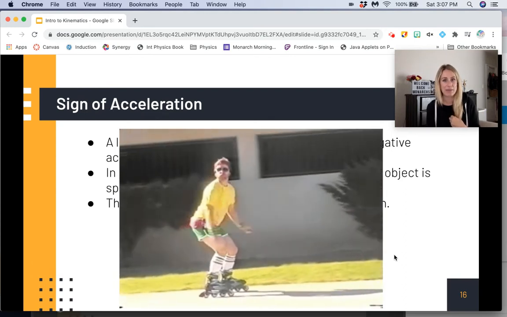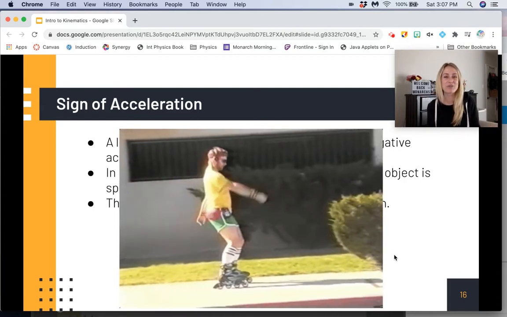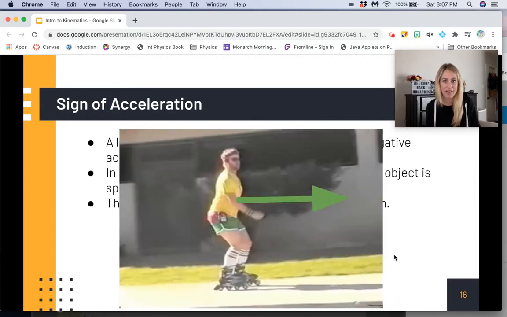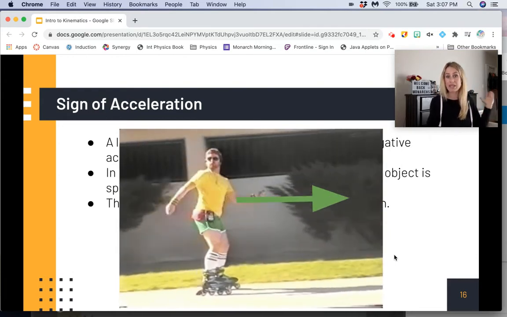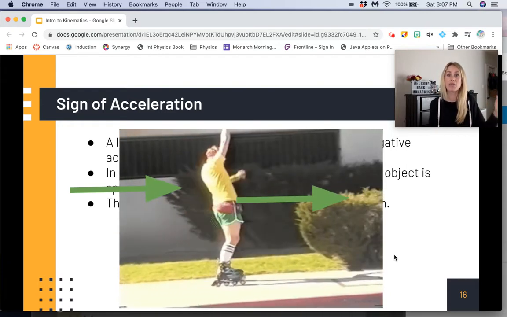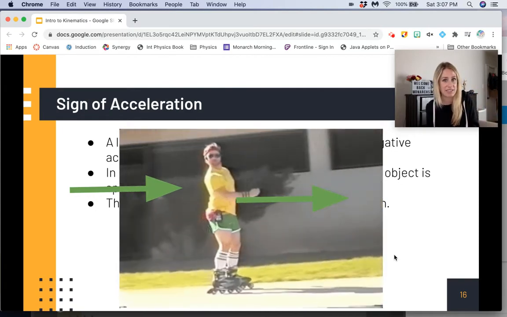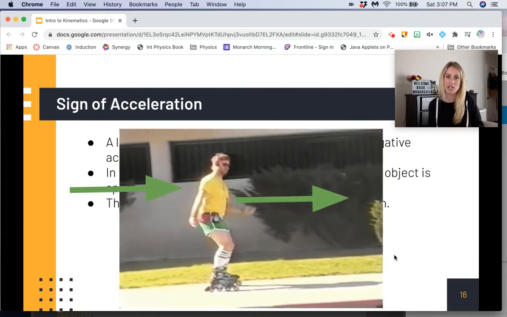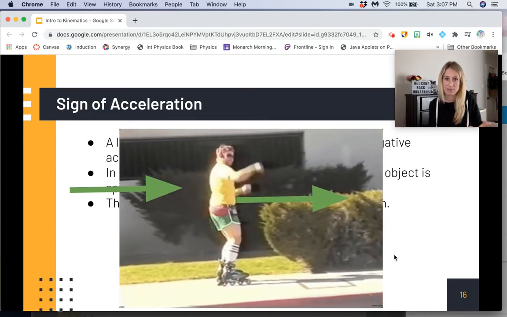So I like to give the example of a rollerblader. So someone on wheels. And we'll say that this rollerblader is going in the positive direction, so he has a positive velocity. Now, if he has the wind at his back, meaning the wind is pushing him also in the positive direction, that wind is giving him a positive acceleration. So if he's going in the positive direction and he has a positive acceleration, what's going to happen? Well, he's going to speed up, right? That wind is pushing him in the same direction he's going. So if you have a positive velocity and a positive acceleration, you're going to speed up.